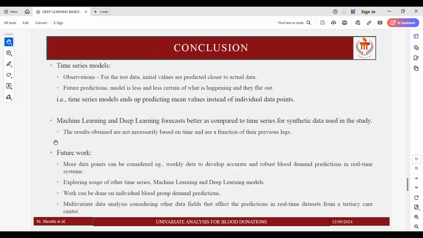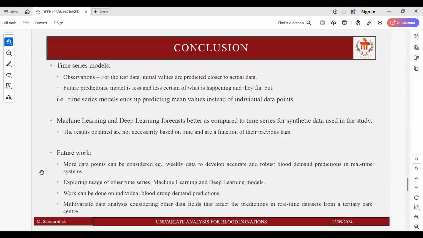In conclusion, it has been observed that the time series model predicts closer to the actual data for the initial values. But as the predictions go further, it will flatten out because they predict the mean value instead of the individual data points. That is why machine learning and deep learning forecasts were found better for this particular synthetic data set, which I have considered. And the conclusion is that the result obtained is not only based on time, but is a function of the previous lags.